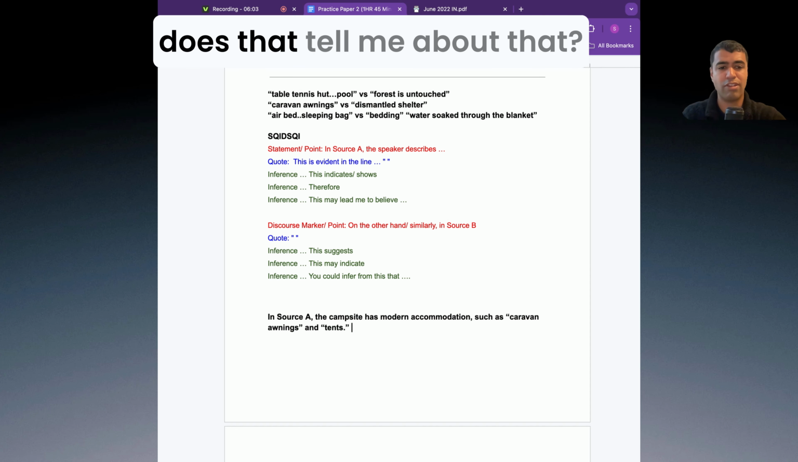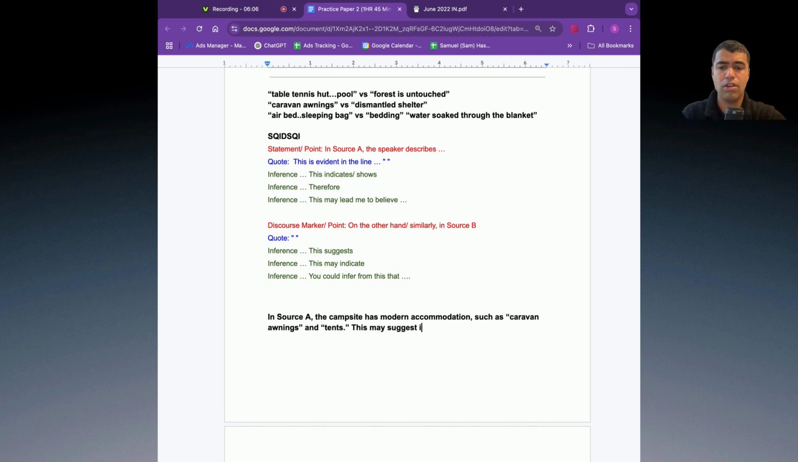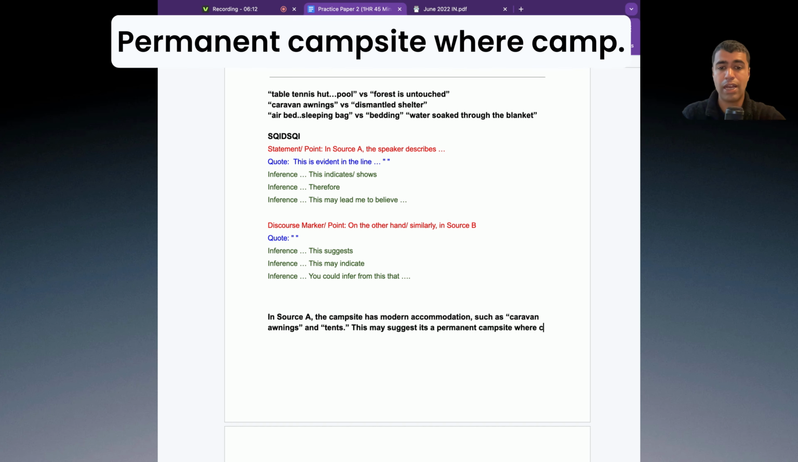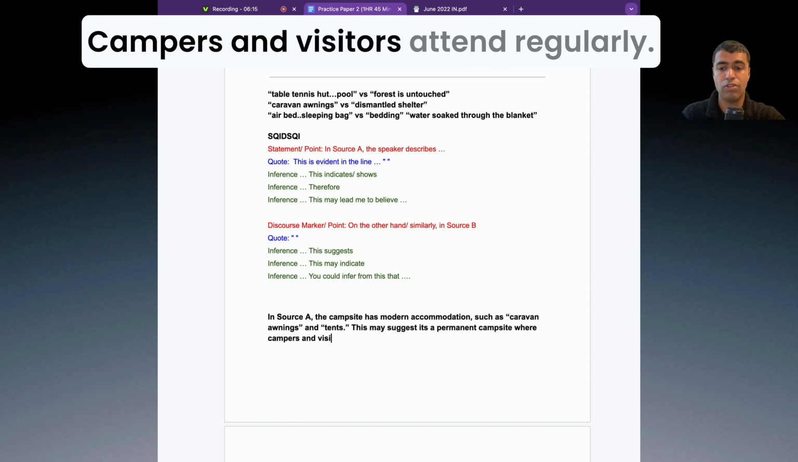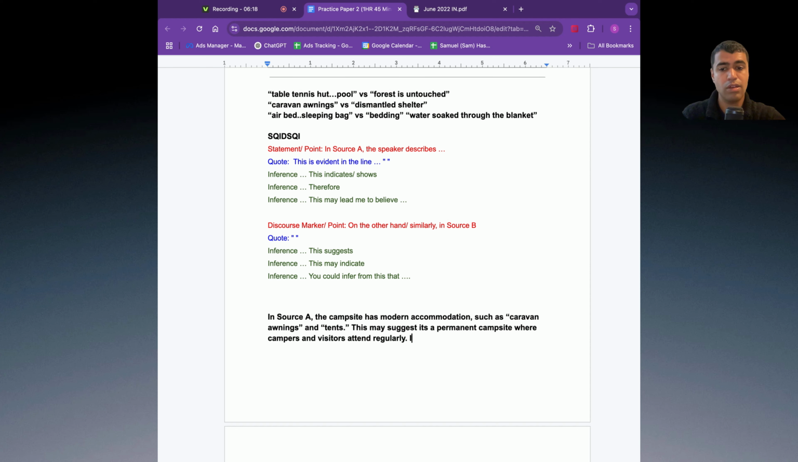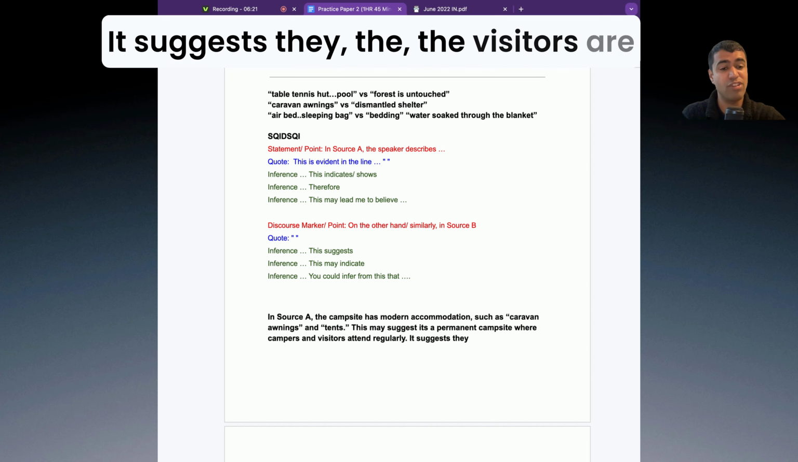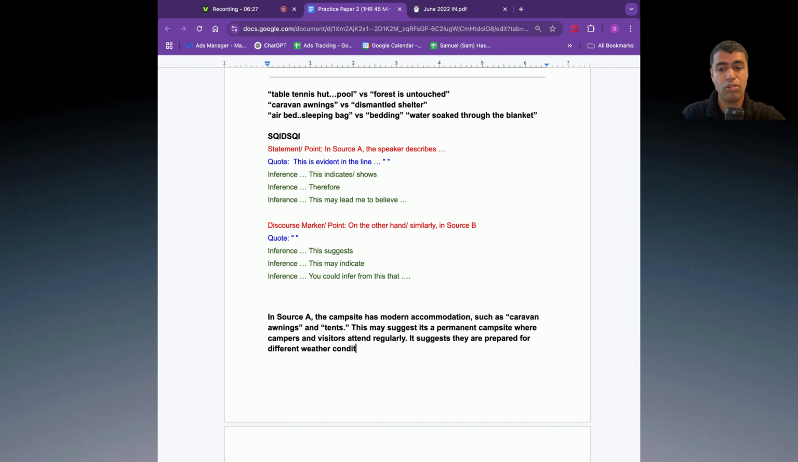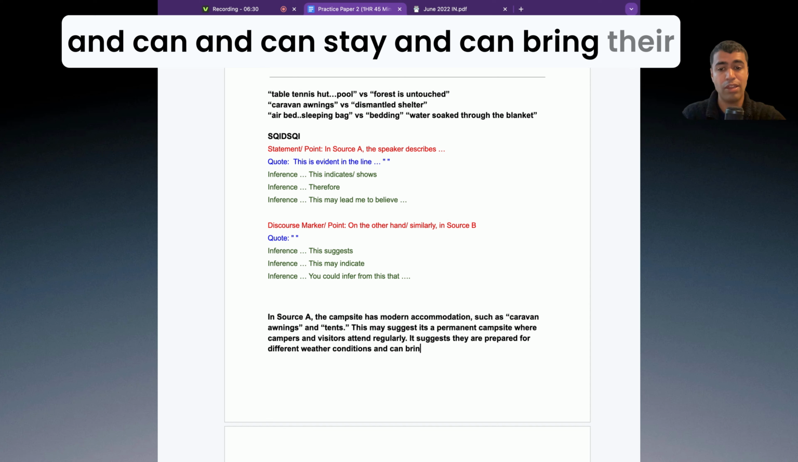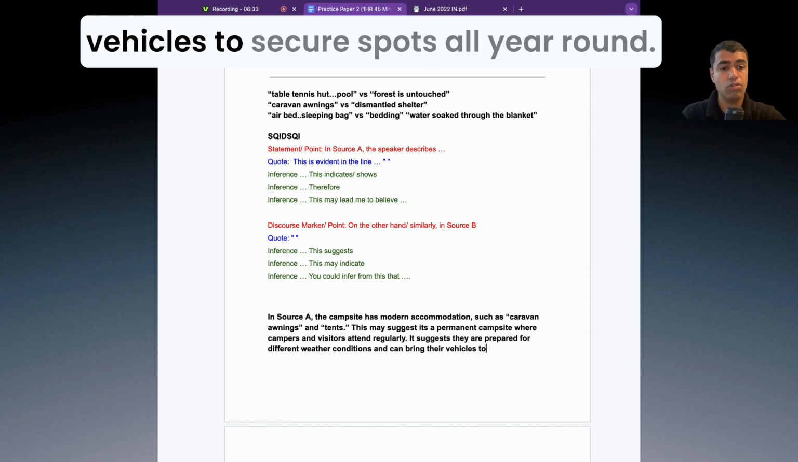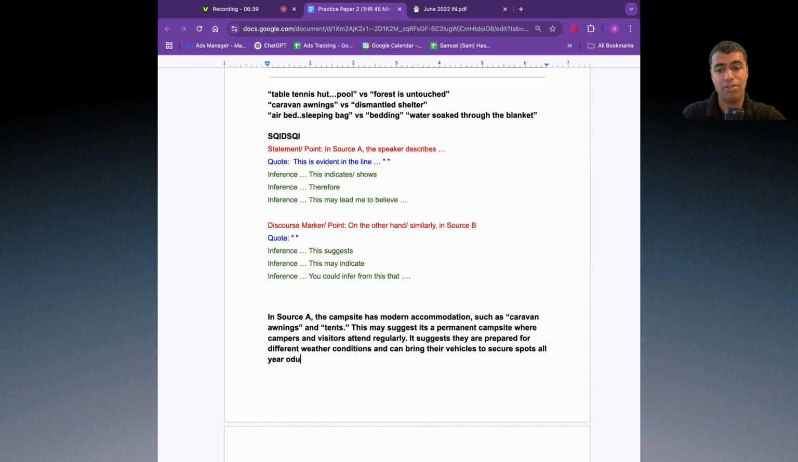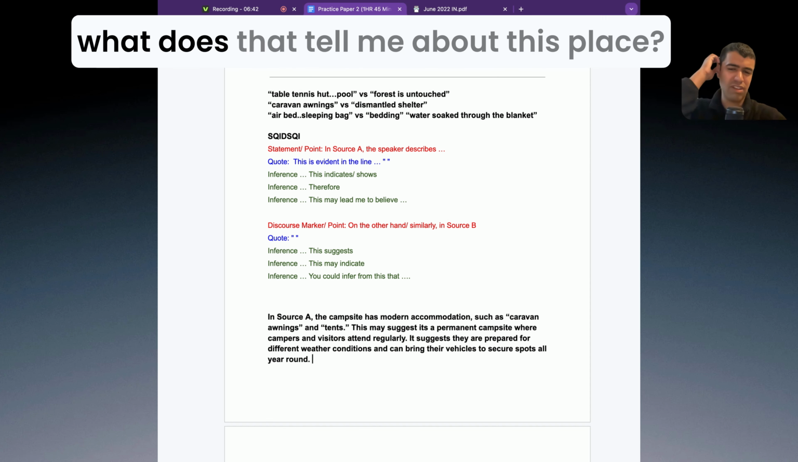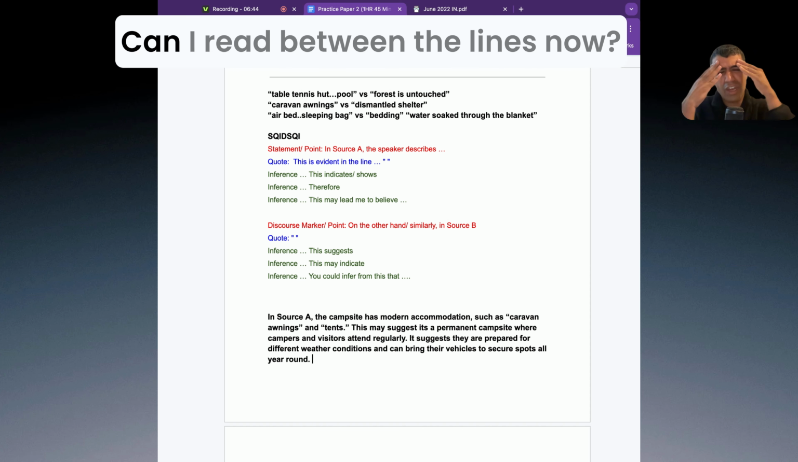Now I could just talk about what does that tell me about that. So this may suggest it's a permanent campsite where campers and visitors attend regularly. It suggests the visitors are prepared for different weather conditions and can bring their vehicles to secure spots all year round. See, we're just trying to think, okay, what does that tell me about this place? What can I work out? Can I read between the lines?